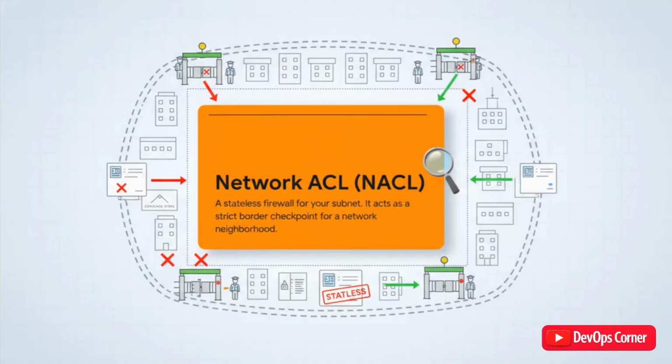Okay, we've got our bodyguard at the instance door. Now let's zoom out. The next layer is the network ACL, or NACL for short. This is totally different. It's not a personal bodyguard. It's more like a strict border checkpoint for the entire subnet, the whole network neighborhood your instance lives in. It checks your papers before you even get on the same street.